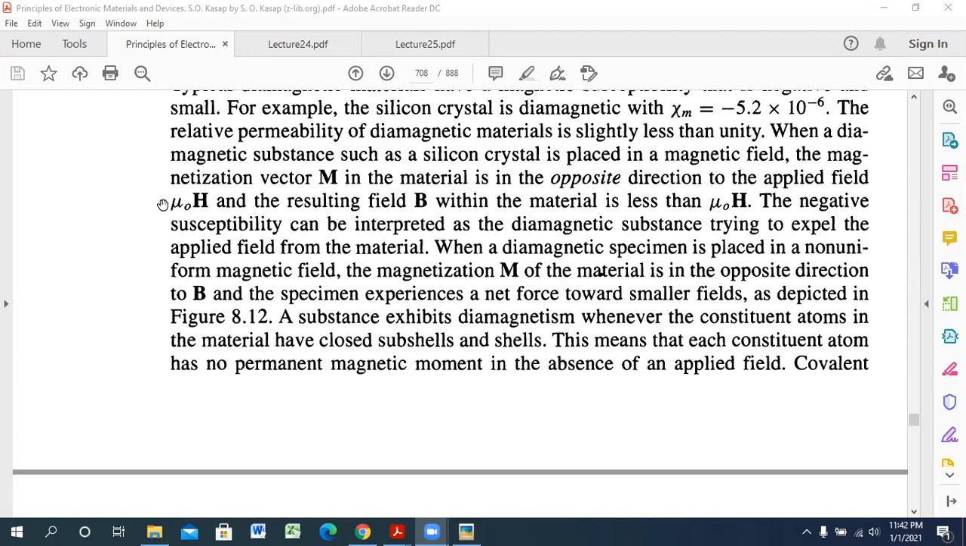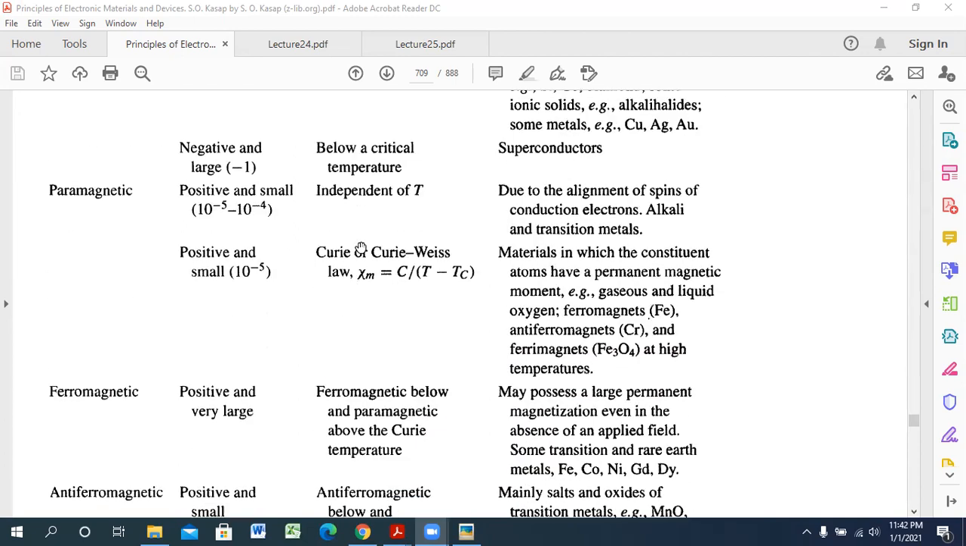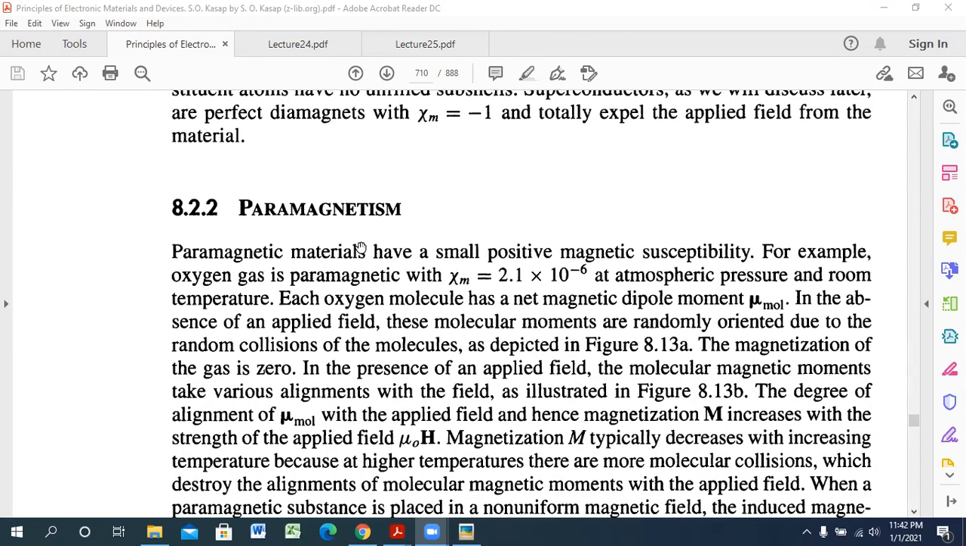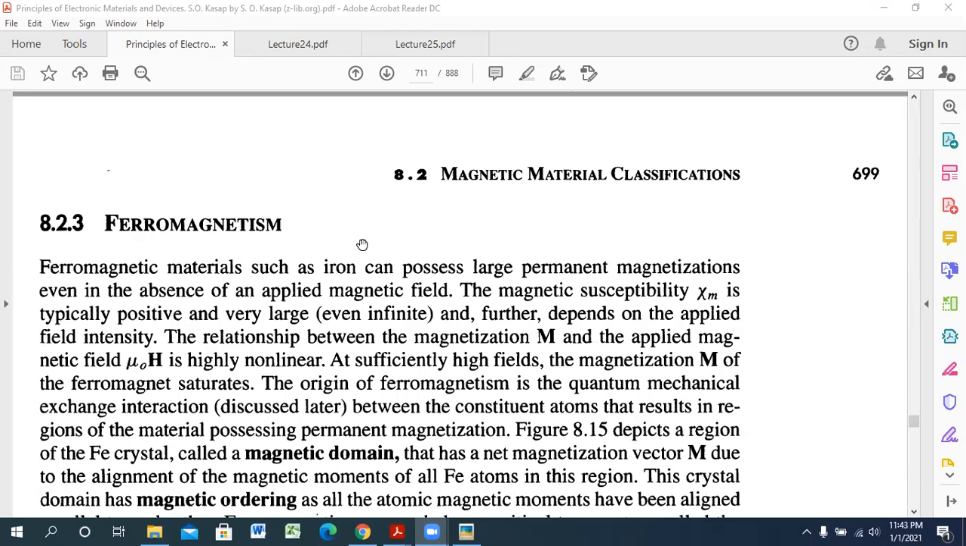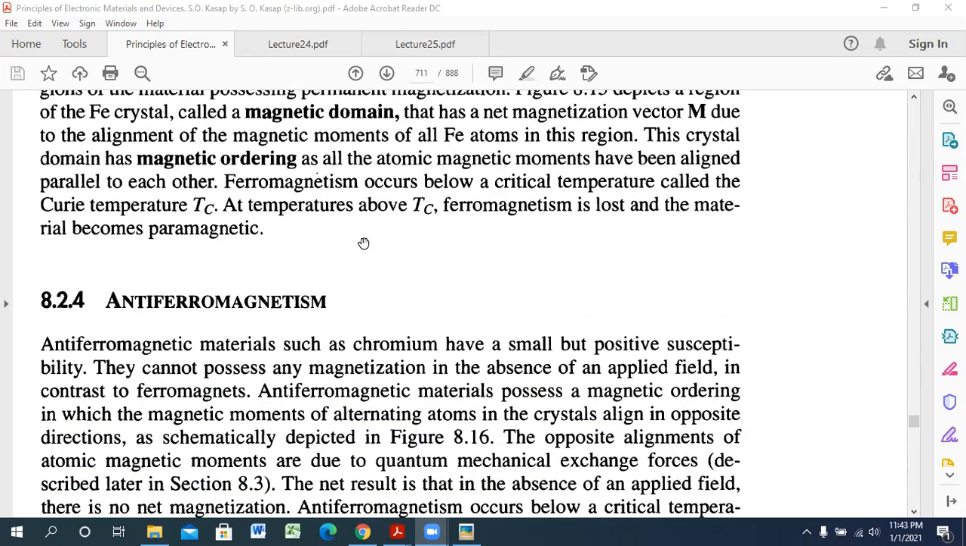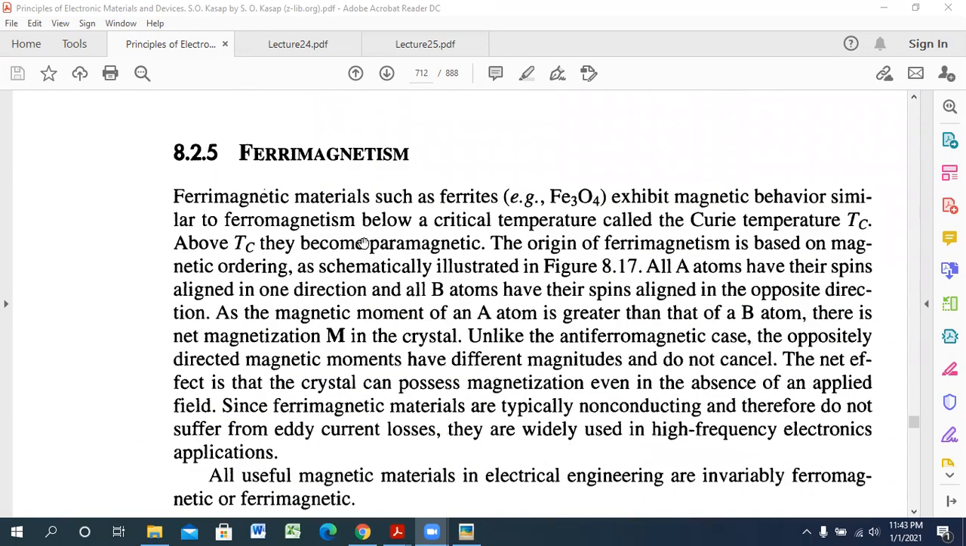I am not explaining it here. If you go to table 8.2, you will find the relationship: what the limit of the psi values will be, and what the relation of the psi value is with temperature and so on. Similarly, you can also find paramagnetism. Most of these things basically depend on the value of psi. The next one is ferromagnetism, then antiferromagnetism, and next we will find ferrimagnetism.